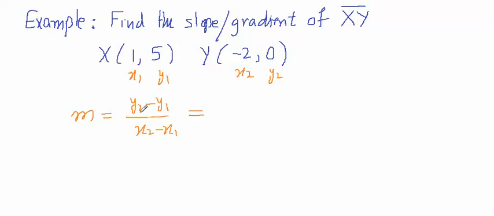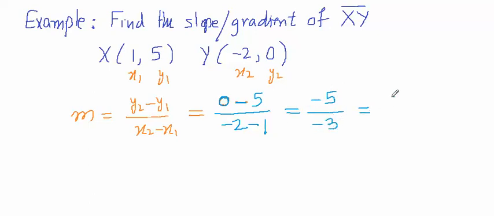So now just substitute the values. y2 is 0, y1 is 5, then x2 is -2, and then x1 is 1, and then we just simplify this. So 0 minus 5 is -5, and -2 minus 1 will become -3. The negative signs cancel, so the answer is 5/3. So this is the slope or the gradient of this line segment XY.